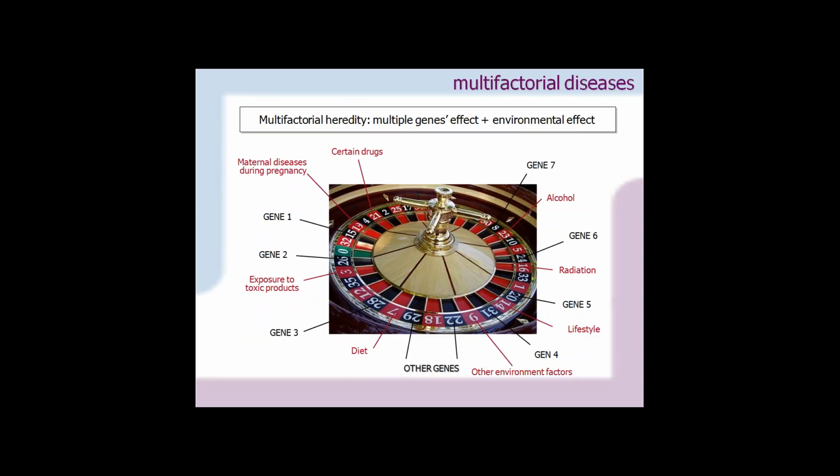Multifactorial heredity is like playing Russian roulette. The black numbers are the genetic factors, and the red numbers the environmental factors. The more numbers we bet, the more chances we have to develop the disease.